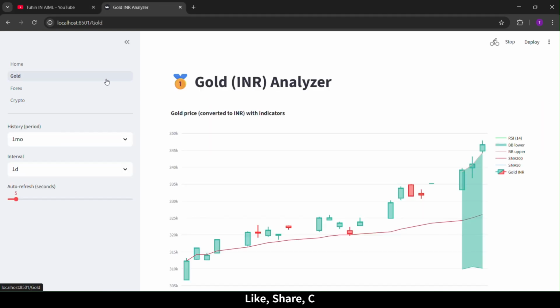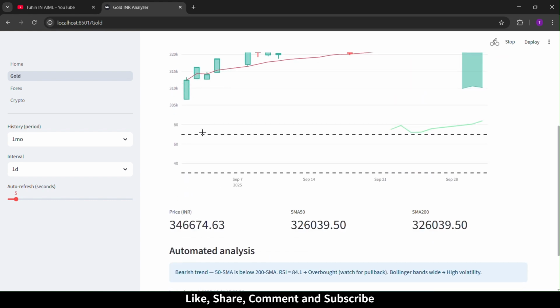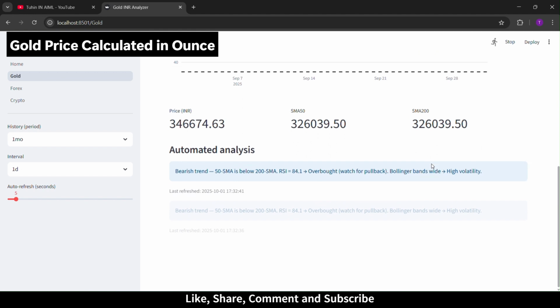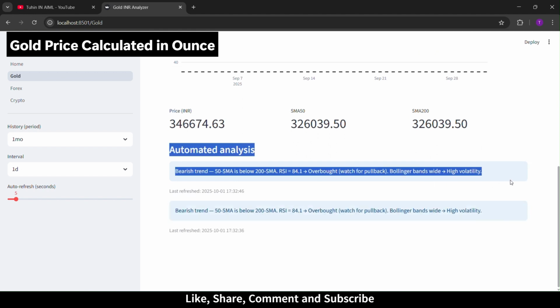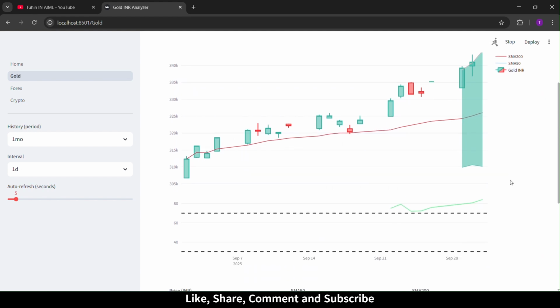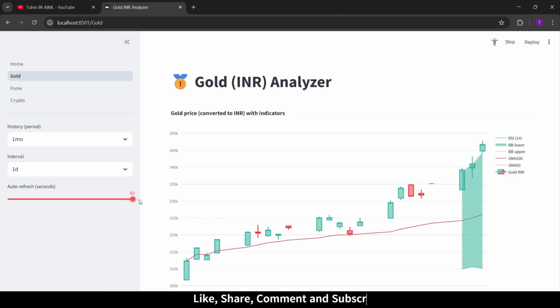So let's see one example. This is the gold analyzer. You can see all the gold prices, high, low, everything, along with automated analysis. And this updates in real time based on whatever auto refresh setting you give. You can give 30 seconds, 1 minute, or 1 second, or 5 seconds, based on you. So no more guesswork. Let's dive in and see how this automated dashboard works.